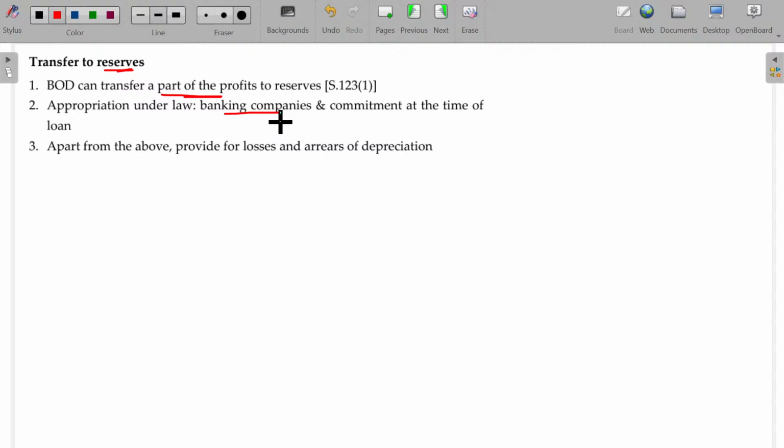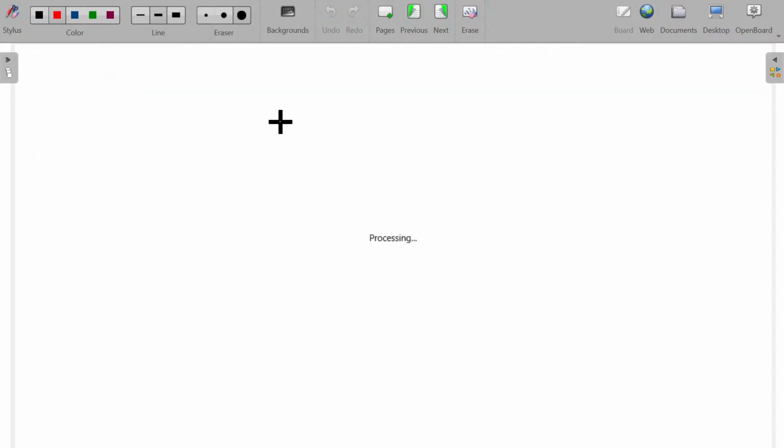Depending upon the situations, in case of fire insurance and marine insurance, whatever the current year's premium they receive, a portion of that is transferred. That law will be applicable. Otherwise, the board of directors will decide to what extent the current year's profit can be transferred to the reserves account. Okay.